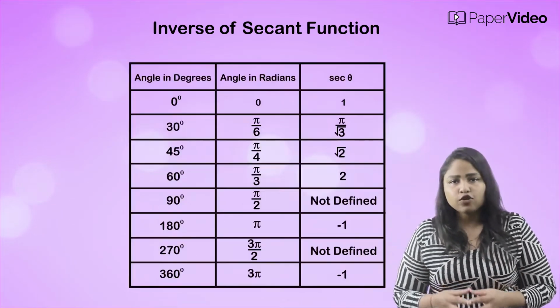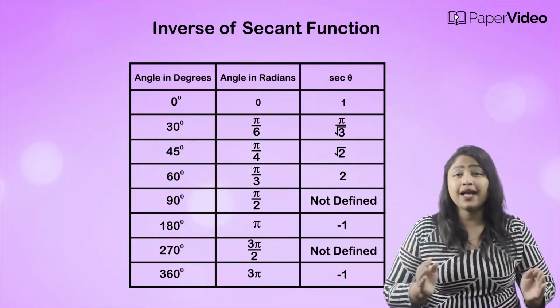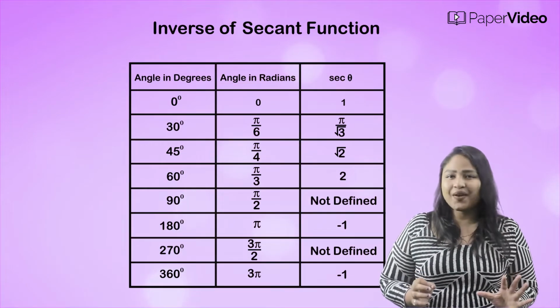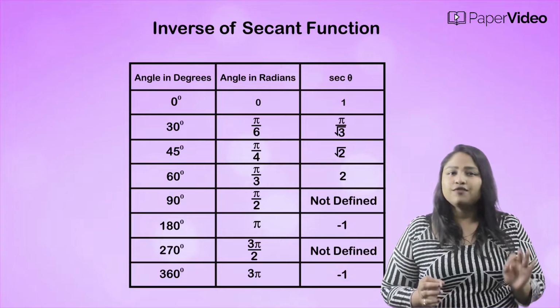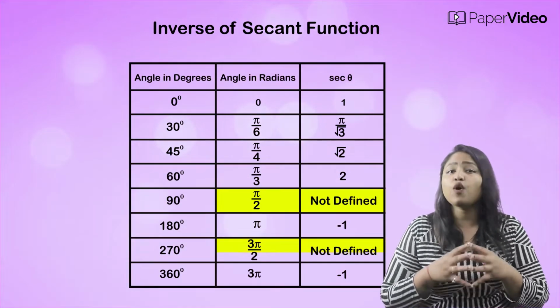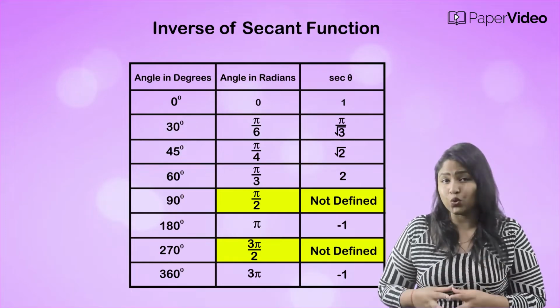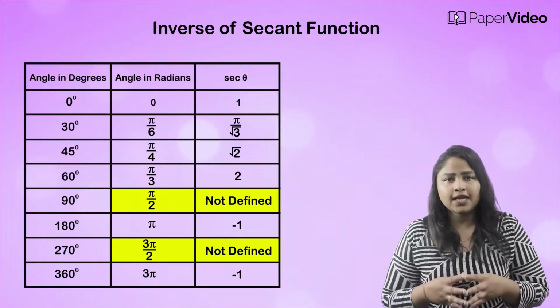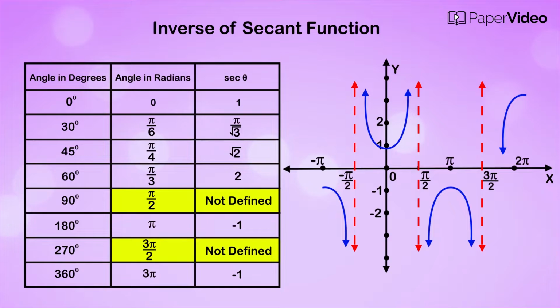First, look at the values of the secant function from some standard angles. You can pause the video to read the table properly. From this table, we can say that the secant function is not defined for odd multiples of pi by 2. So, the graph of the secant function looks like this. In the graph, we can see there are no curves for minus pi by 2, pi by 2 and 3 pi by 2 because secant function is not defined at odd multiples of pi by 2.